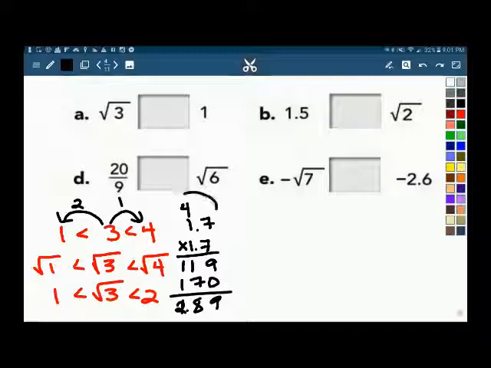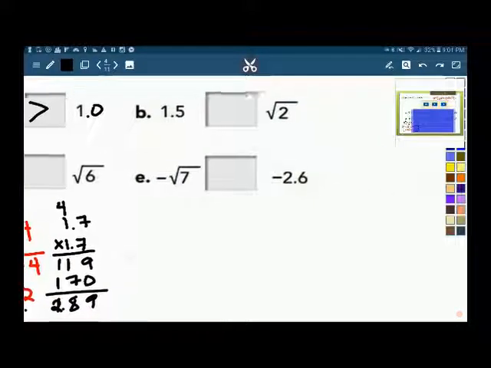I really didn't even need to do that part, because if I know that the square root of 3 is in between 1 and 2, I know it has to be greater than 1, because if it were equal to 1, it wouldn't be between 1 and 2. So the square root of 3 is actually greater than 1. It's going to be 1 point something, which is greater than 1.0. Let's take a look at B.